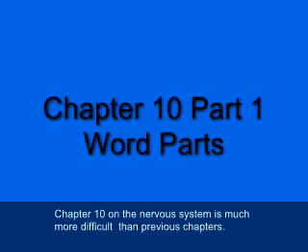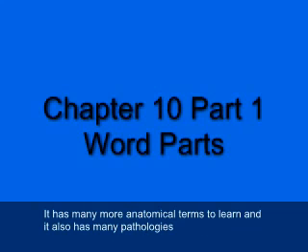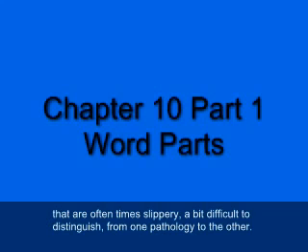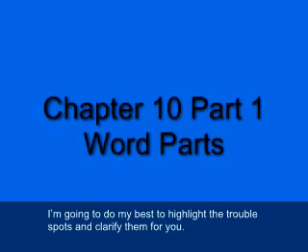Chapter 10 on the nervous system is much more difficult than the previous chapters. It has many more anatomical terms to learn, and it also has many pathologies that are oftentimes slippery, a bit difficult to distinguish from one pathology to the other. But I'm going to do my best to highlight the trouble spots and clarify them for you.